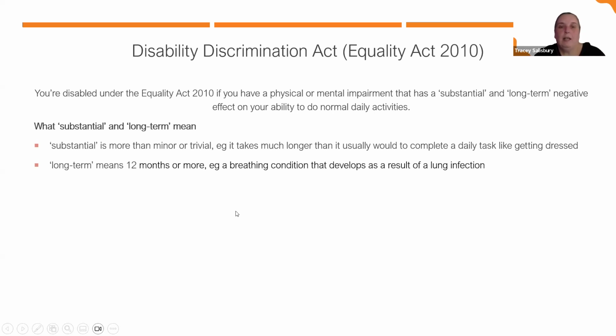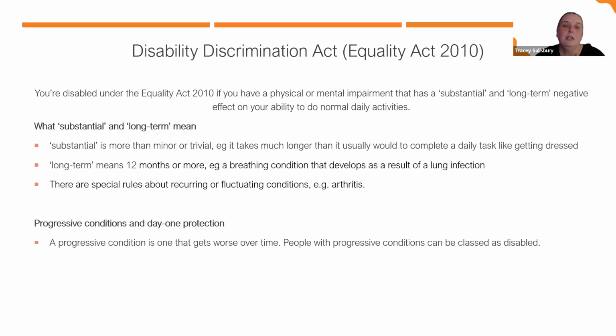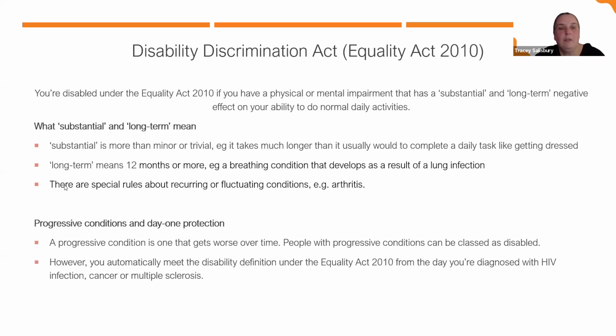So very often people are diagnosed with something like potentially asthma or COPD or some kind of heart condition, which they're going to have for life. They would then be covered under the Equality Act because the prognosis is 12 months or more, and it will have an effect on their day-to-day living. There are certain conditions that are exempt from this classification. So things like progressive conditions that get worse over time, like Parkinson's or Alzheimer's, any kind of cancer, HIV, or multiple sclerosis as well is classified as covered under DDA from the point of diagnosis.